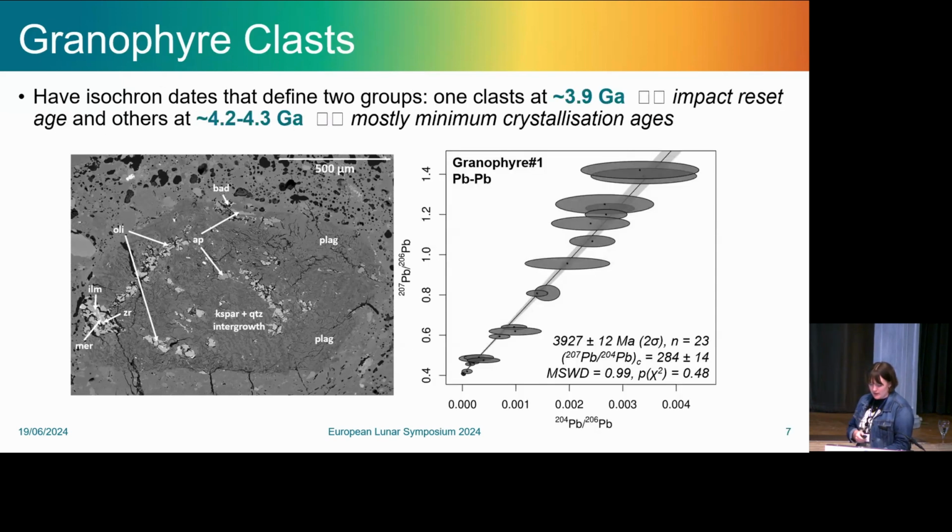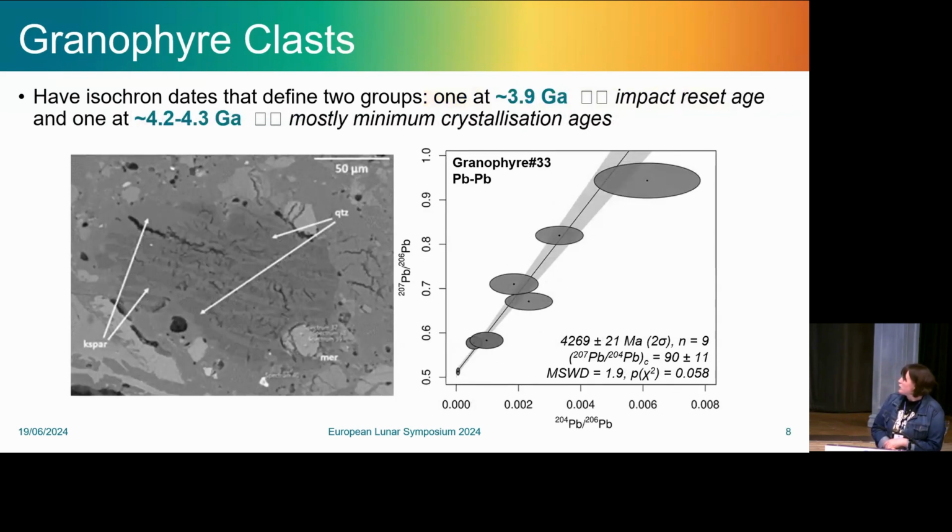So I did some lead-lead dating on both of those clasts and a couple of other granophyre clasts in my sample. This is the granophyre clast from the left. The lead-lead isochron for this one gives us a bit of a younger isochron age at about 3.9 billion years, which we interpret to be an impact reset age. And the one from the right has a bit of an older lead-lead isochron date, around 4.2, 4.3, which we interpret to be a minimum crystallization age, and which we see actually reflected in a bunch of the other granophyre clasts in the sample. So there are these two different age groups with the granophyre clasts.